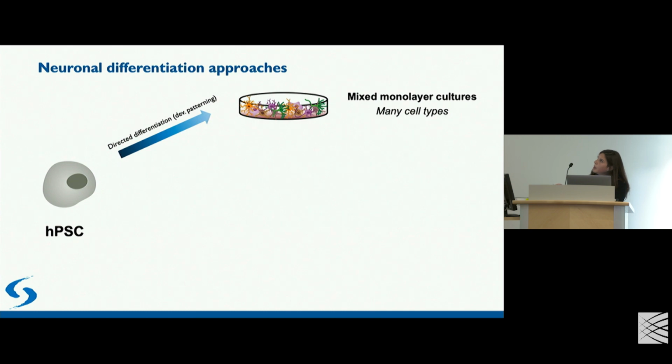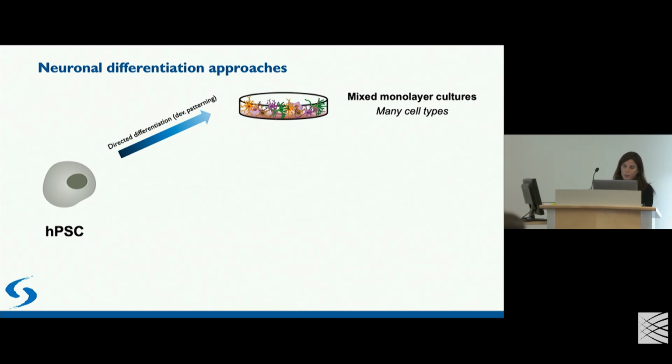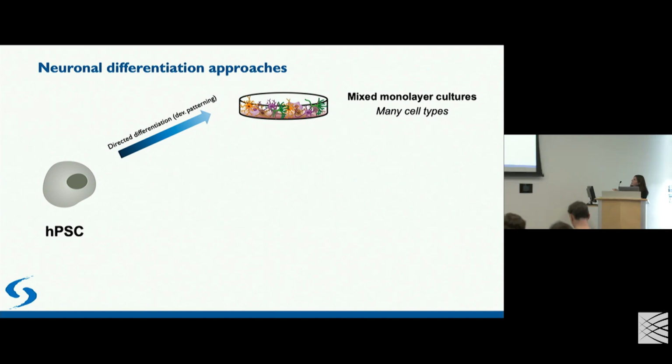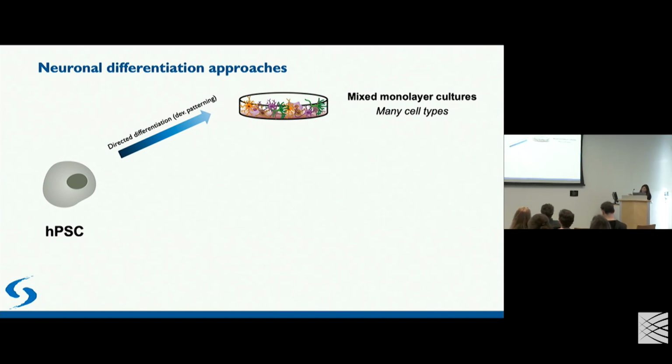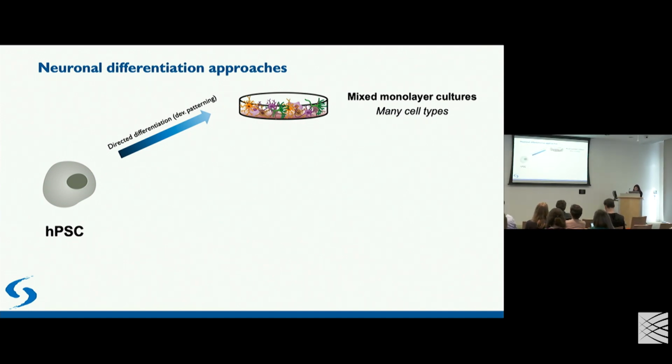One of these approaches that is widely adopted is the directed differentiation approach that includes the addition of developmental patterning, which consists of pharmacologically inhibiting or activating various molecular signaling pathways that have been linked to brain development. These approaches typically give rise to mixed populations of neuronal cells.